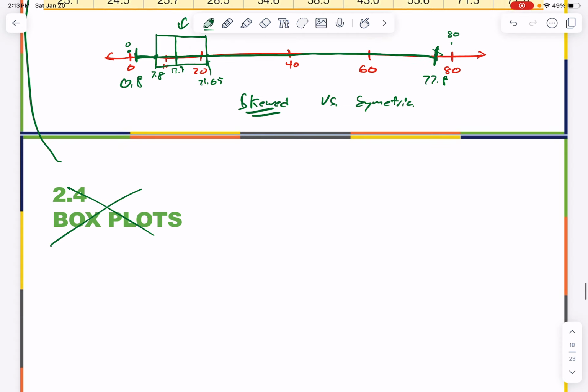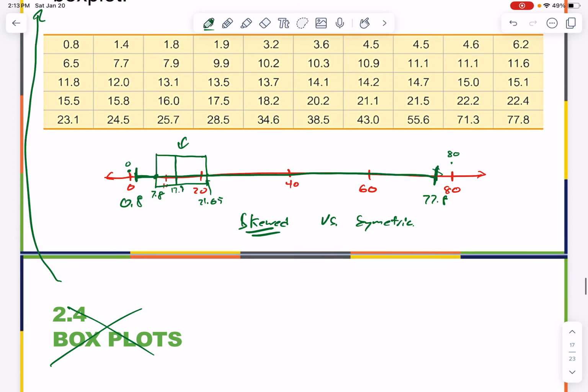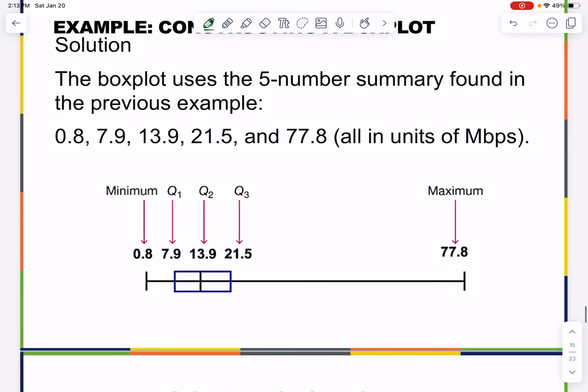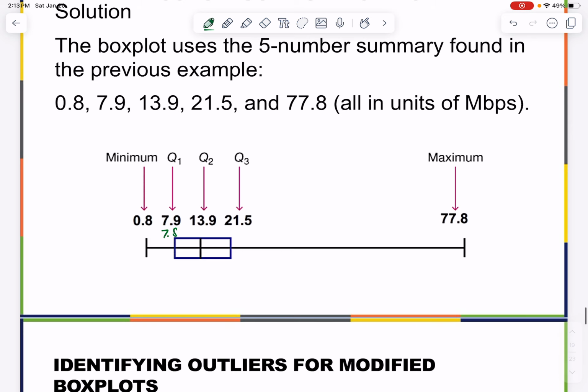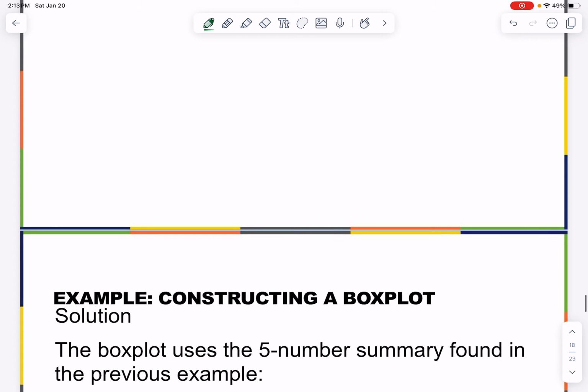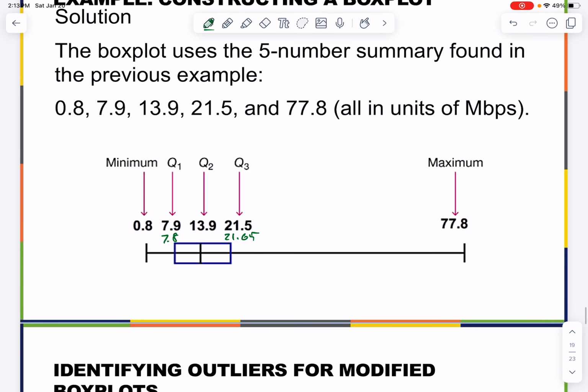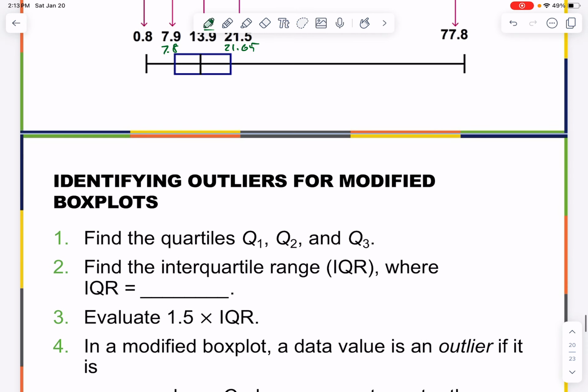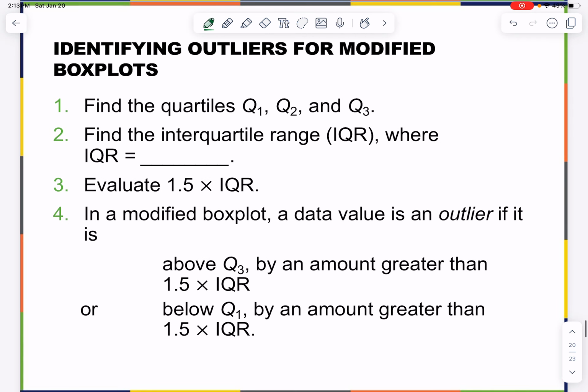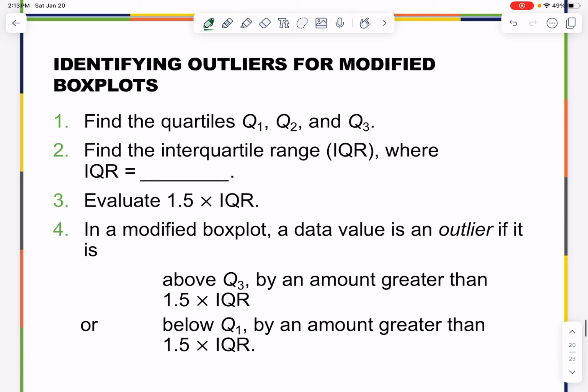Did we get the same quartiles? No, not exactly. Notice the slight difference in the quartiles. Is the middle quartile the same? Yes, the median was the same. Notice a slight difference in the quartiles. Very slight. Okay. Now I want to talk about identifying outliers.